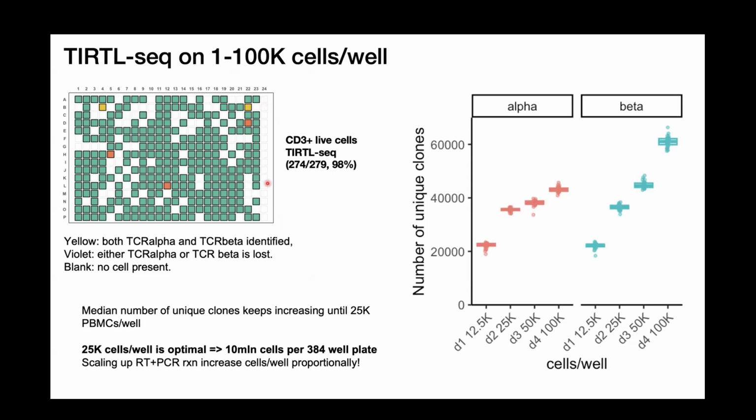This is control column, it's empty, so no contamination issues, this is good. And then there are a few wells when we lost either alpha or beta, but very, very few. So in general, technology is very sensitive down to single cell level.